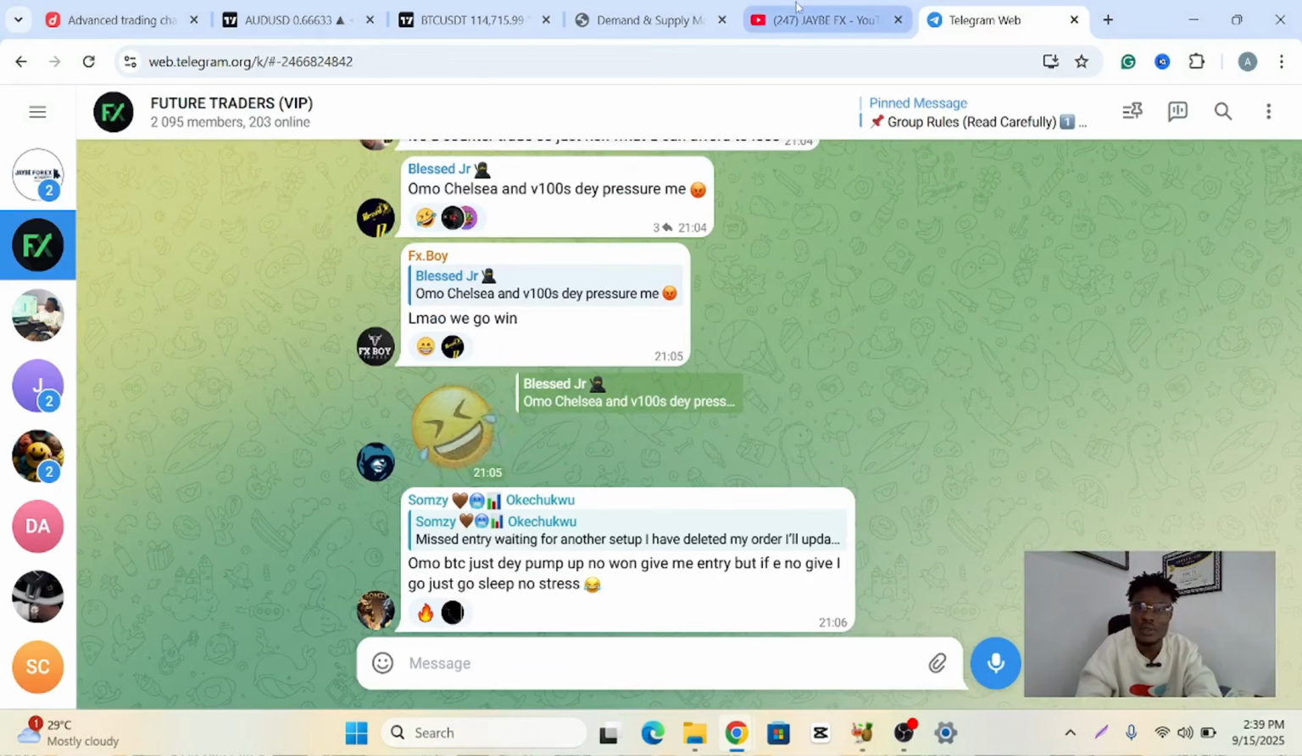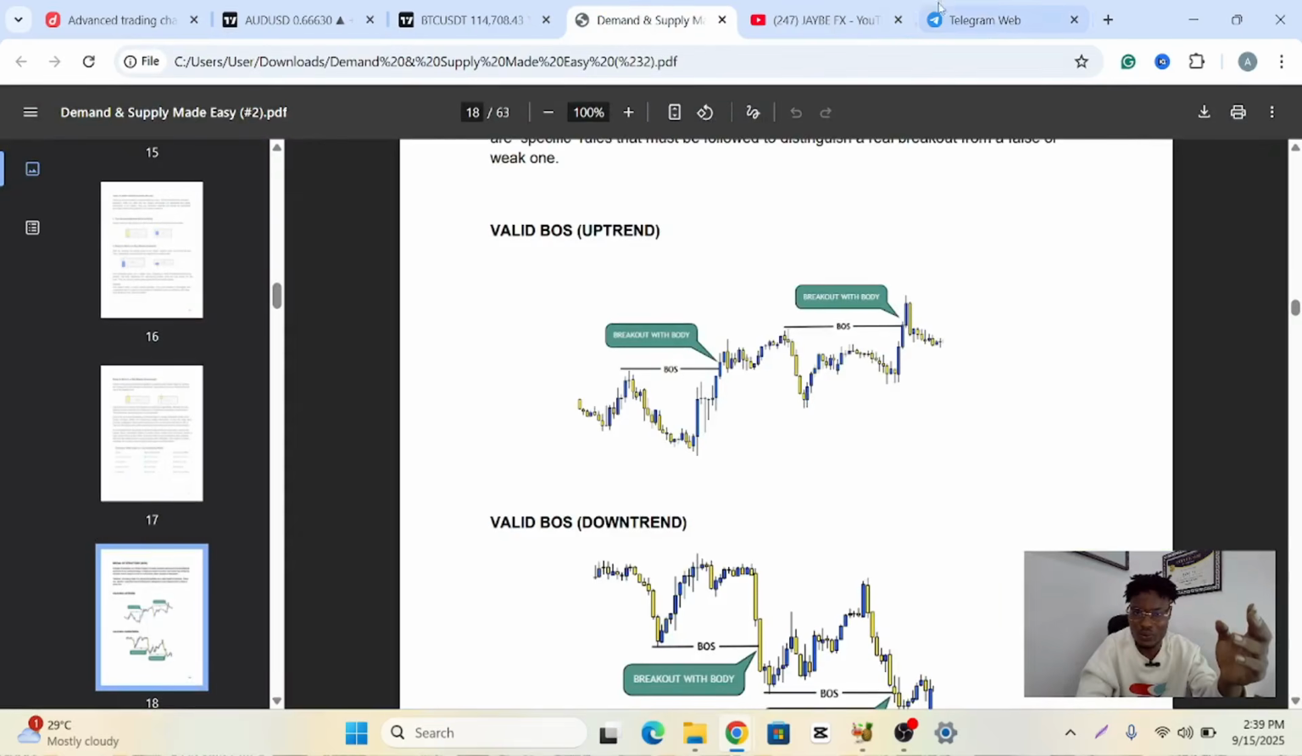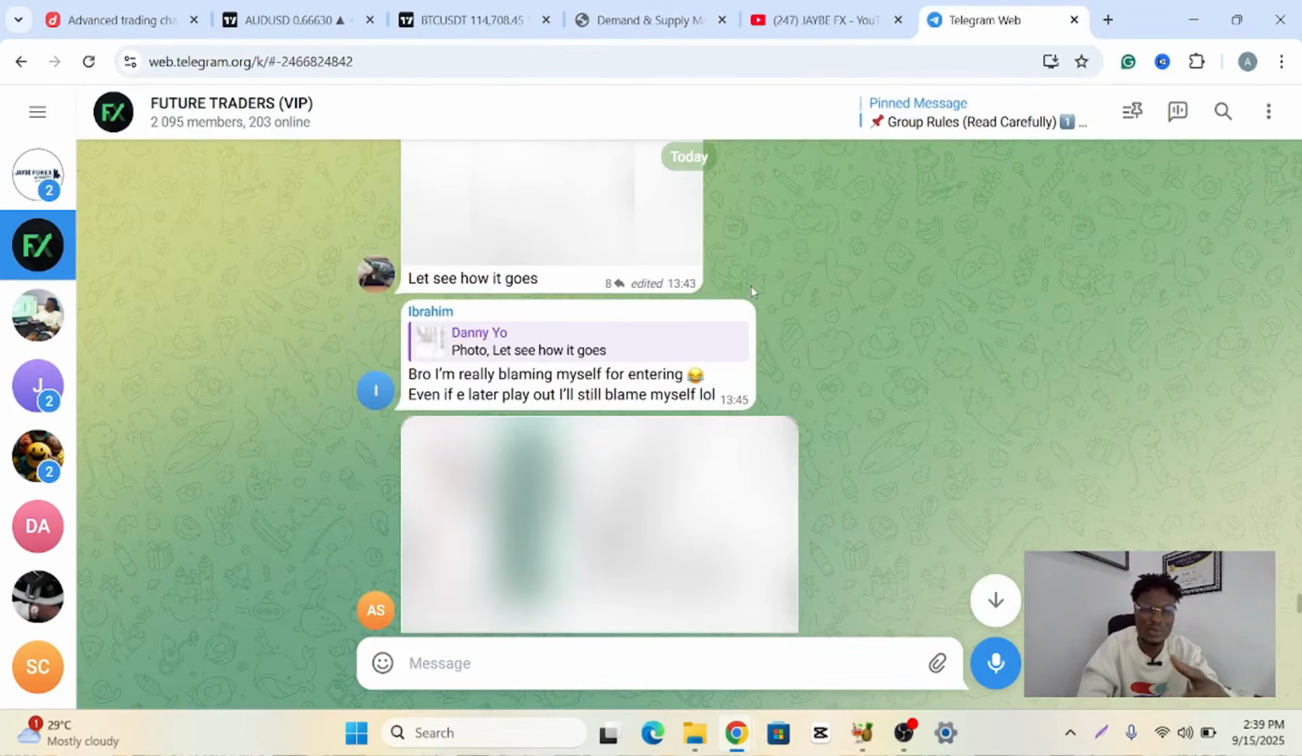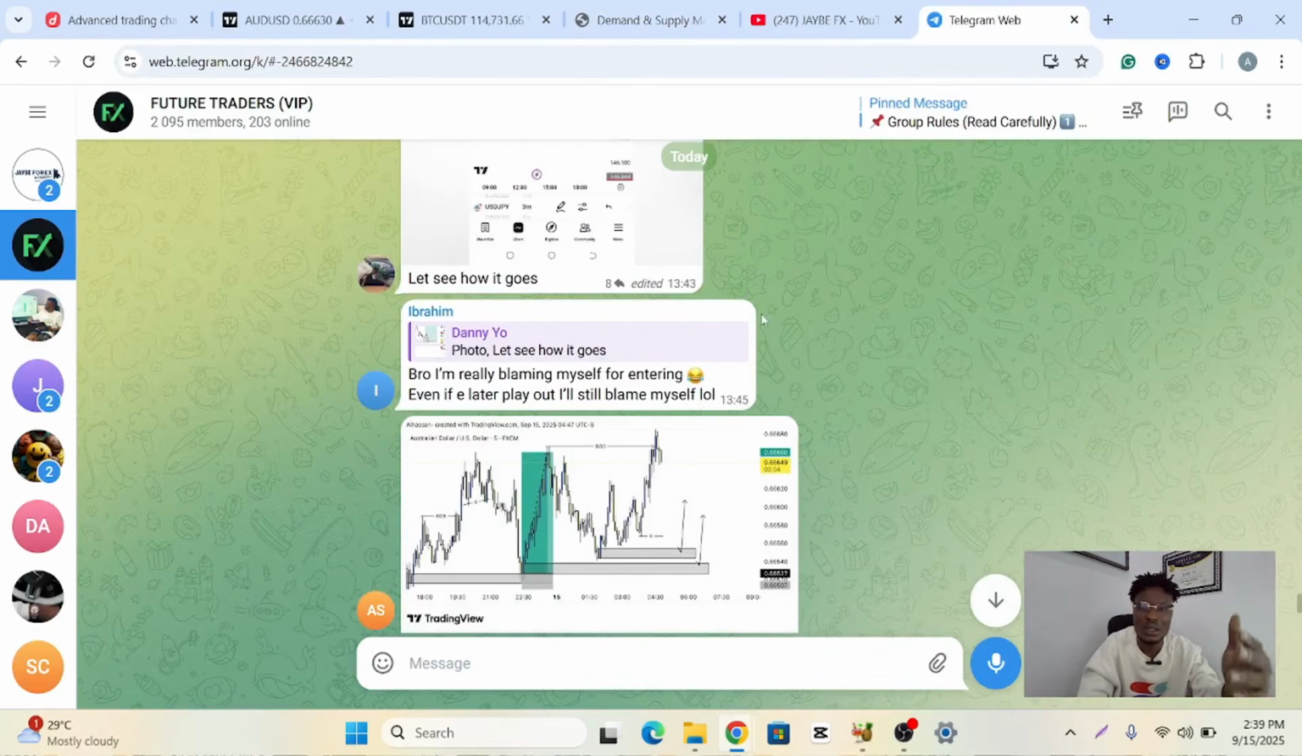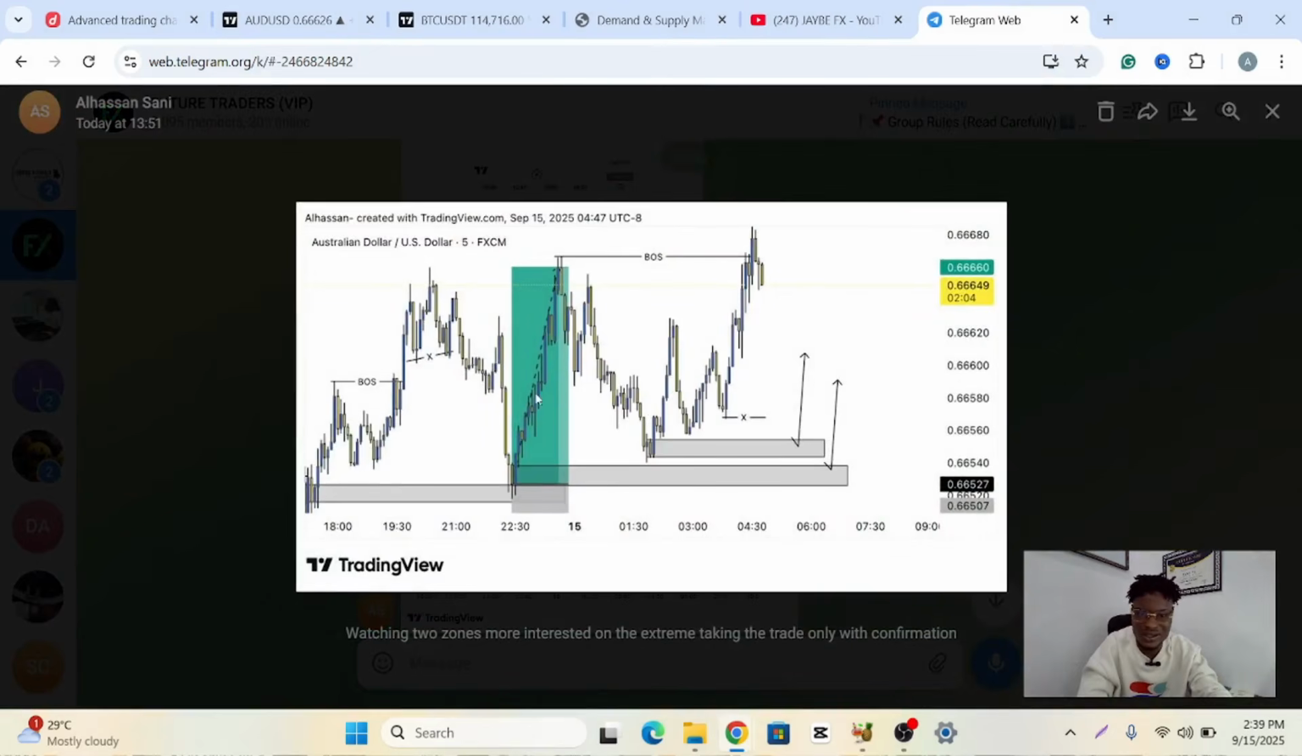So obviously you can see this is the VIP group. If you want to join, it is for those that have the copy of the book. This is where I drop my setups, or you can communicate with fellow traders. This is someone's trade, and this is the exact thing I'm teaching you. But initially, for me, if I want to take this trade now, it's going to be the extreme demand zone. I'm not telling you this one will not hold.